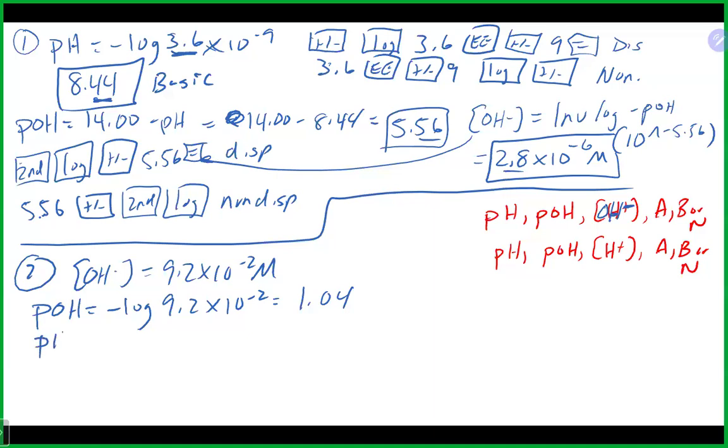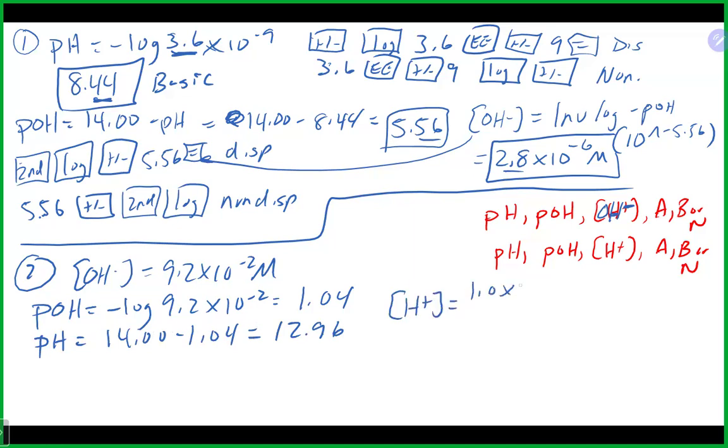That means that our pH can be found very easily by taking 14 minus the pOH. And that's going to give us a pH of 12.96. And again, here, like I said before, you could use Kw or you can use the inverse log method. Again, here, just to throw back here, we'll go the Kw method.